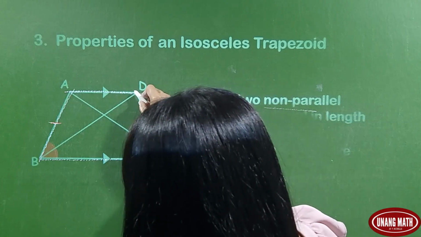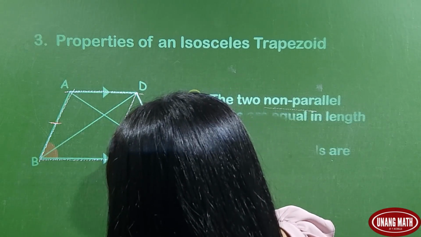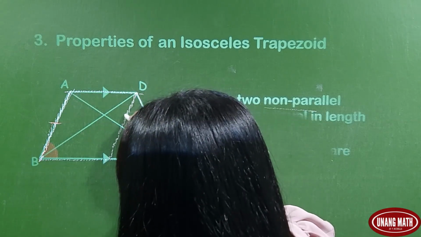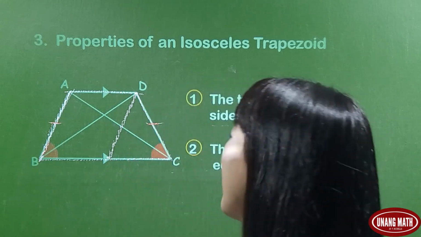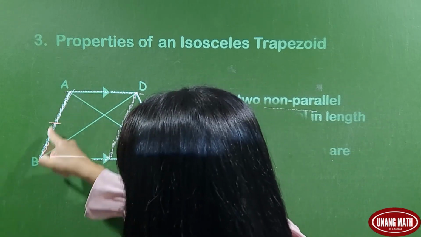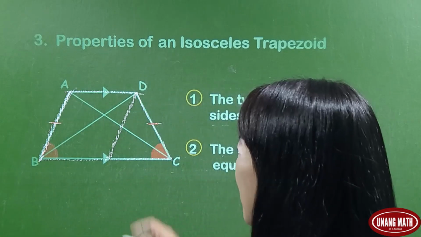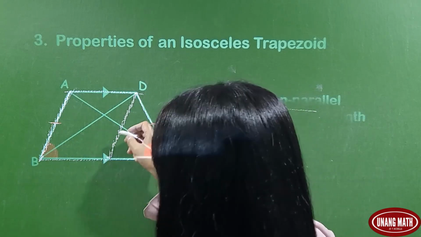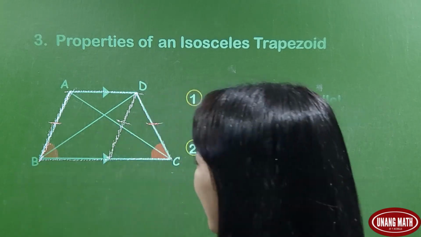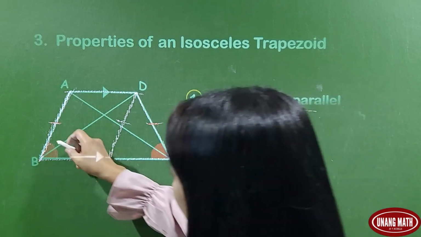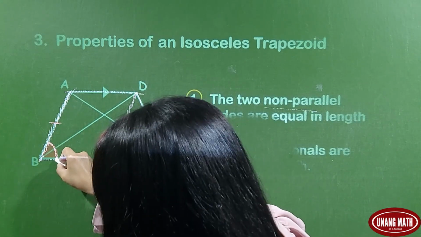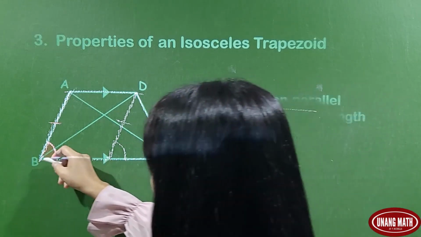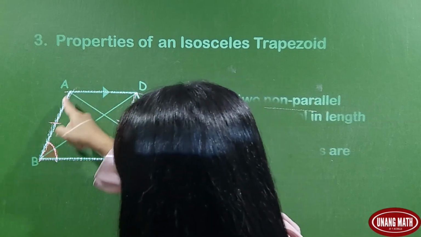If we are going to draw a helping line that is parallel to this side, then the helping line would look like this. Take note, it should be parallel to this side. So these two lines are parallel. And if they're parallel, then that means they're equal in length. This angle is equal to this angle. What is our basis? These two lines are parallel.